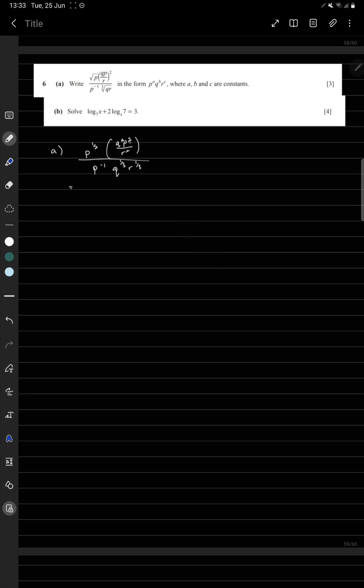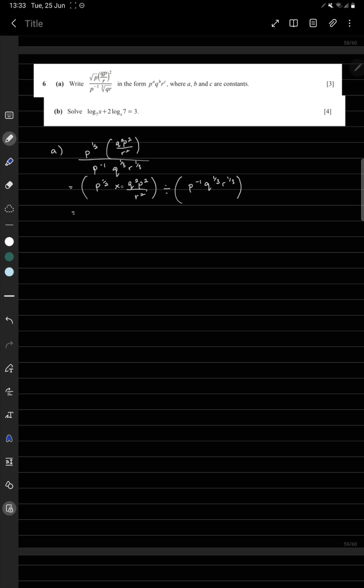Now it looks like we're dealing with fractions inside of the fraction, so let's split this into 2. So we'll have P to the 1 over 2 multiplied with Q squared P squared over R squared. Now this is going to be divided by P to the negative 1, Q to the 1 over 3, and R to the 1 over 3. Now let's simplify the left side first.